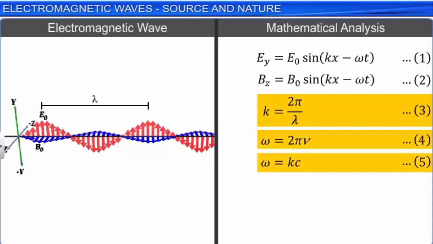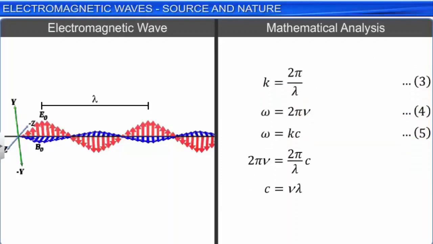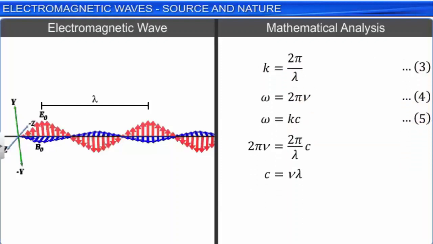From Maxwell's equations, we also get the relation between the maximum values of the electric field and the magnetic field as E0/B0 = c. That is, the ratio of the maximum value of the electric field to the maximum value of the magnetic field of an electromagnetic wave is equal to its velocity.